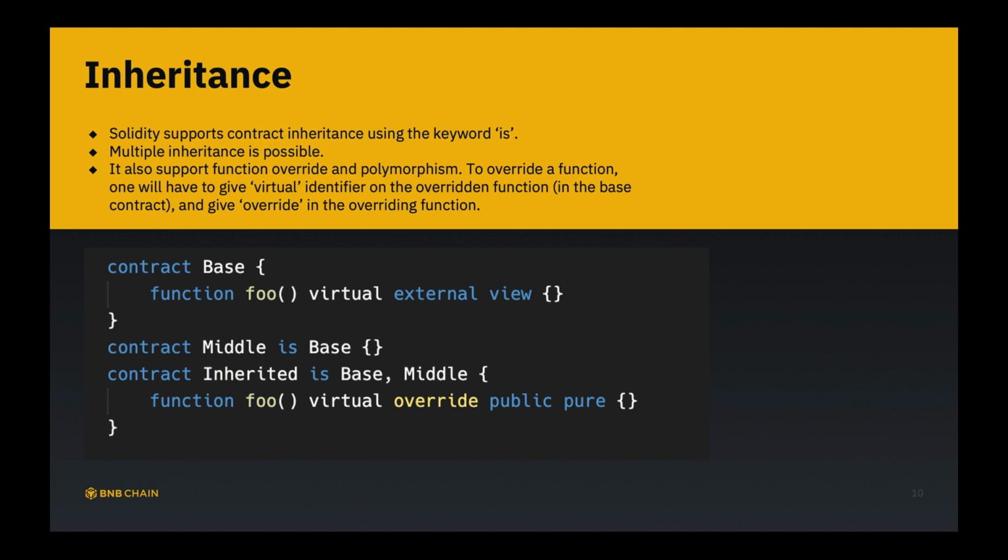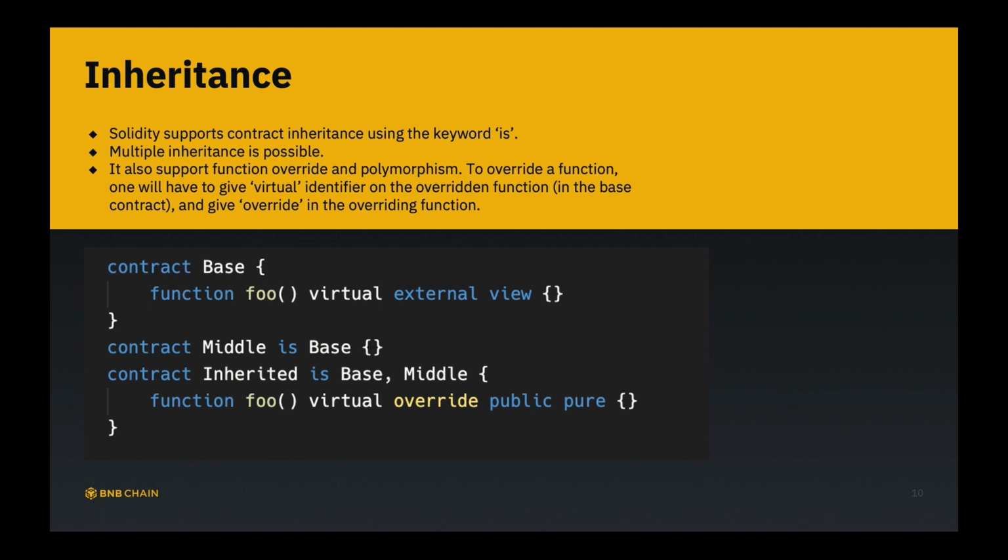Contract Base has function foo, virtual external view. Virtual means it can be overridden. Then in contract Inherited, it redeclares function foo with override, overriding the function foo. In order for somebody who inherits from Inherited, a derived contract of Inherited, to further override function foo, it must be declared virtual here. So if in contract Inherited this function foo is not declared as virtual, then it is locked. Nobody can override that function again.